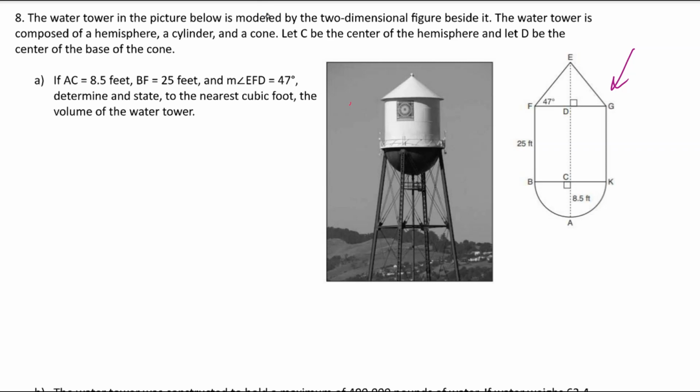If AC is equal to 8.5 feet, BF is equal to 25 feet, and the measure of angle EFD is 47 degrees, determine and state to the nearest cubic foot the volume of the water tower. Well, there's 3 figures here. There's a half of a sphere, a hemisphere, a cylinder, and a cone.